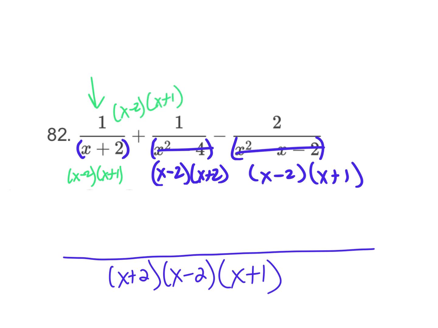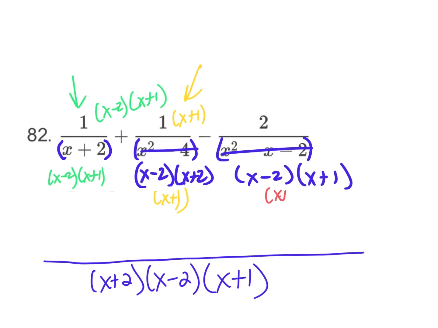My second fraction has the x minus 2, x plus 2. It's missing the x plus 1. So I'm going to multiply the top by x plus 1. My third fraction has the x minus 2, x plus 1, it's missing the x plus 2. So what you do to the bottom, guys, you do to the top.